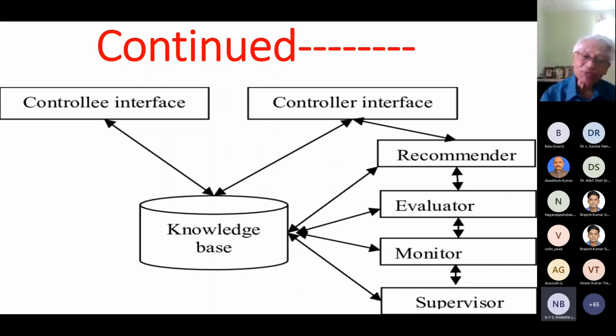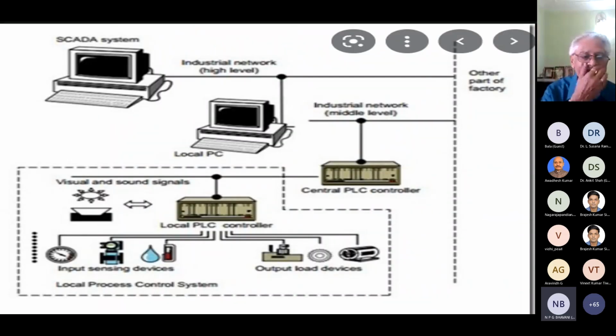The knowledge base has to go to the recommender. Similarly, the recommender can approach the knowledge base. Similarly with the evaluator, monitor, supervisor, controllee, and the controller input. So all are bi-directional, the data passes and information passes are there, and finally it is pooled in the knowledge base, and that is used for developing a predictive controller. I would say the intelligent or the predictive controller. So this is one example.